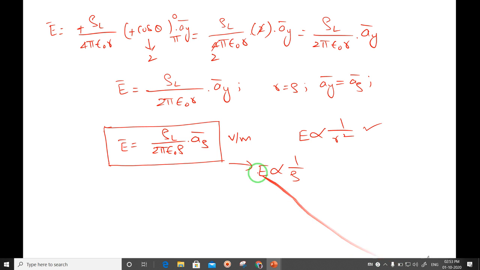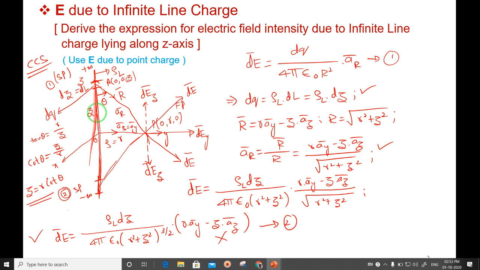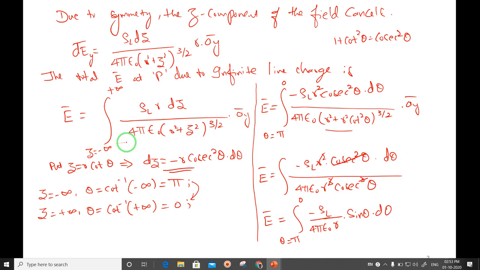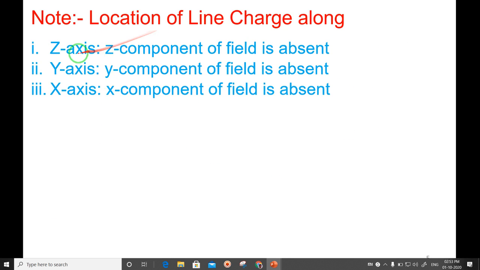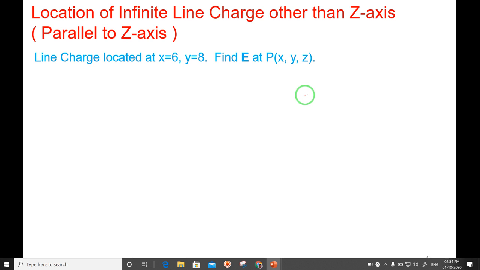Is it fine? Okay. Next, you can observe in the diagram, the line charge is placed along the z-axis, but it can be placed along the x-axis or y-axis also. If it is placed along the z-axis, you can observe that the z component of the field has vanished. Wherever it is placed, that component will vanish. If it is placed along the z-axis, the z component will vanish. If along the y-axis, the y component will vanish. If along the x-axis, the x component will vanish. The same thing I have written here. It will be absent or vanish, right?